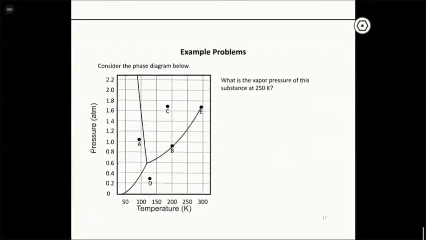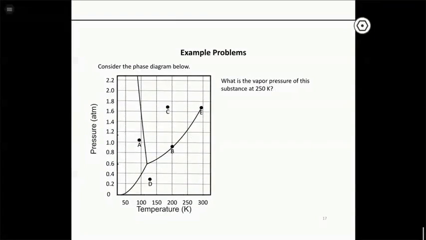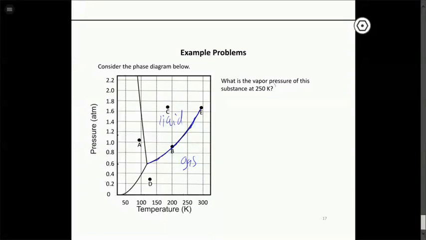All right, so another concept that comes out of phase diagrams is vapor pressure. So if you want to know what is the vapor pressure of this substance at 250 Kelvin, so the last one, good. All right, so the way we find that is we take the liquid gas line. So we're going to follow this liquid gas line. We're going to find out the pressure that corresponds to 250 Kelvin.